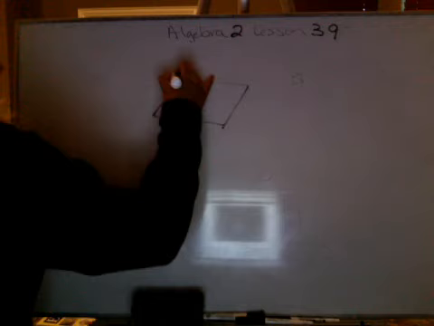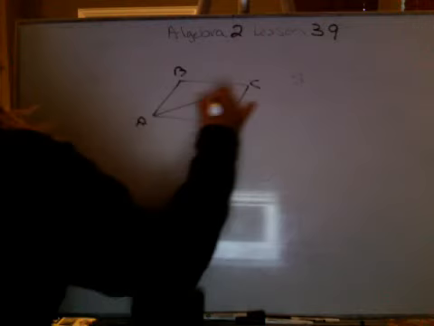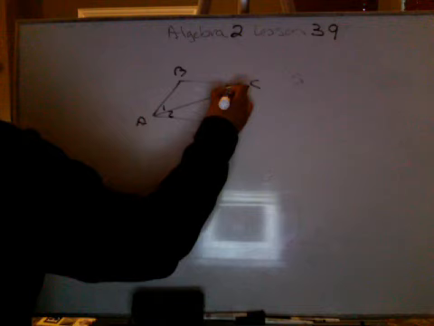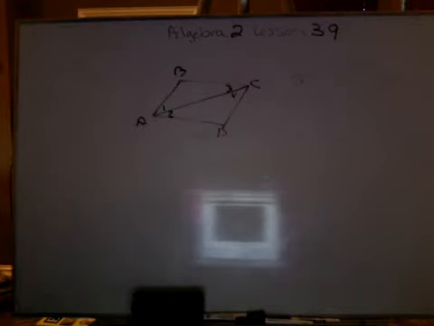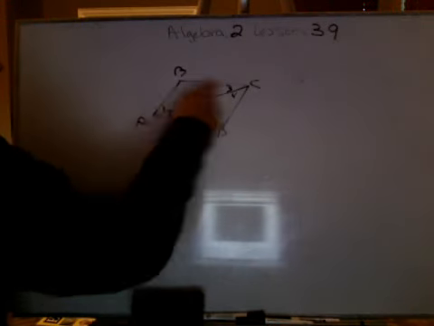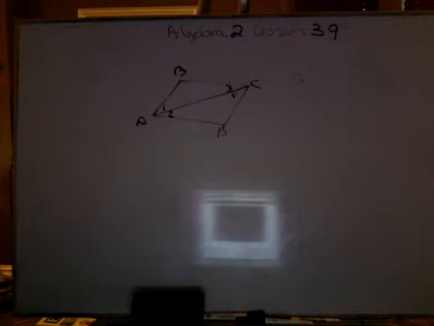Okay, so you have B, C, A, D, with angles 1, 2, 3, 4. Since ABCD is a rhombus, side AB is congruent to BC. We also know that in a triangle, angles opposite sides of equal lengths have equal measures. Because these sides are equal, their corresponding angles are also equal, so these two angles are equal. Therefore angle 1 and angle 3 are equal.